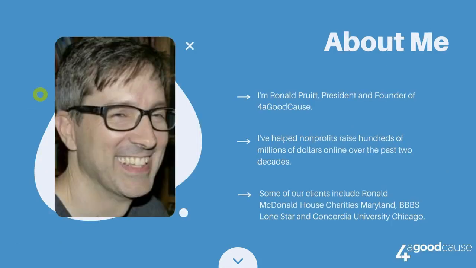Just a little bit about me as we get rolling here. My name is Ronald Pruitt. I'm the president and founder of For a Good Cause. I've been helping nonprofits raise money online for over 24 years now. I live in Kennesaw, Georgia with my wonderful wife, my lovely mother-in-law, and our talented teenage son. We just dropped off our daughter at college last week, so we are sadly one person short around here. We're adjusting. We're just getting used to it.